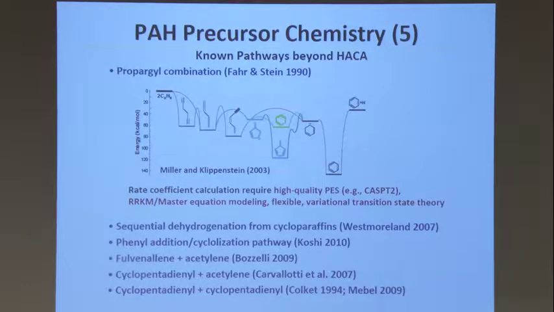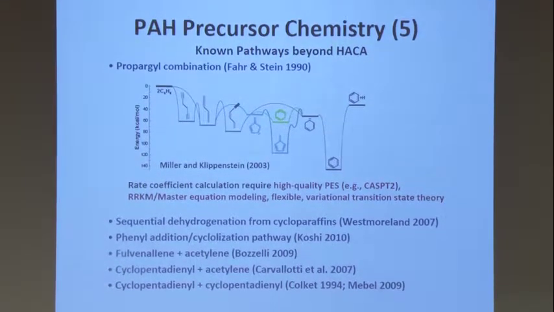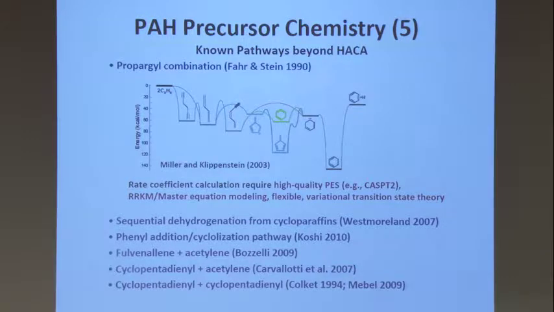All right, and then there are other pathways that are known. This is the C3 propargyl radical recombination. Yeah. So it rearranges and does stuff. And then all these other pathways have also been found that also make polycyclic aromatics. So there's a lot of ways you can get there.